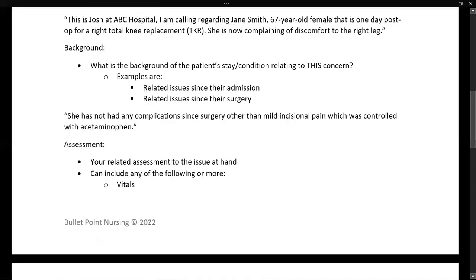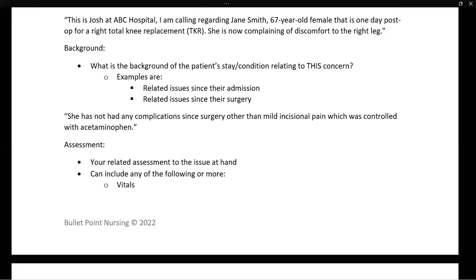Let's move on to background. What is the background of the patient's stay or condition relating to this specific concern? So for example, related issues since their admission or since their surgery. And this is usually a very brief sentence. So for example, she has not had any complications since surgery other than mild incisional pain, which was controlled with acetaminophen. So if there was something else here, for example, if the patient developed a post-op infection or gangrene of the surgical site or something like that, that would be included in the background.